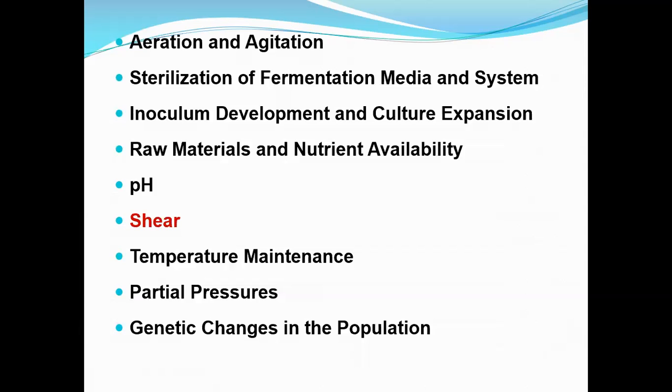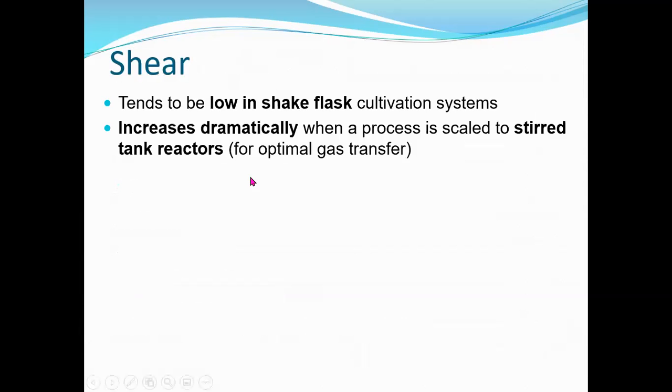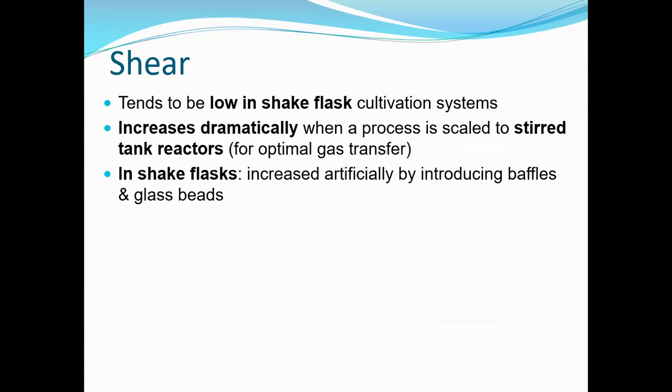Then coming towards the shear. Shearing is lower in the shake flask as compared to the higher production plants, and it increases dramatically when it is scaled to the stir tank reactors. That means we are using the impellers and baffles for optimal oxygen transfer or gas transfer.